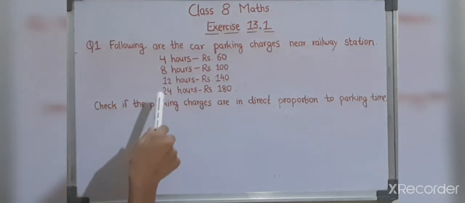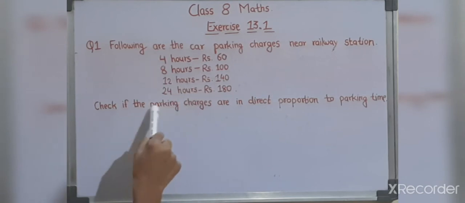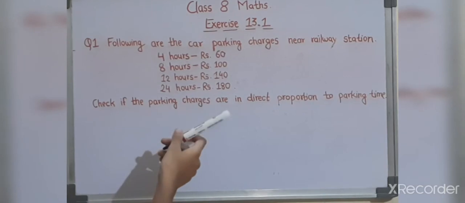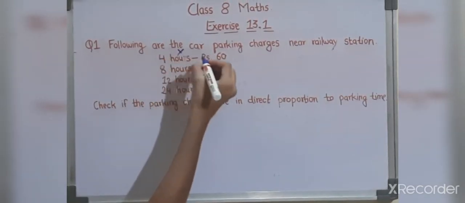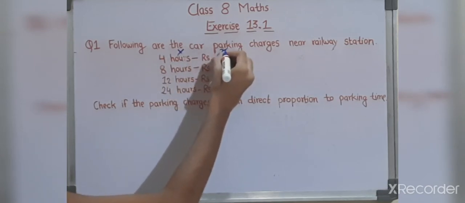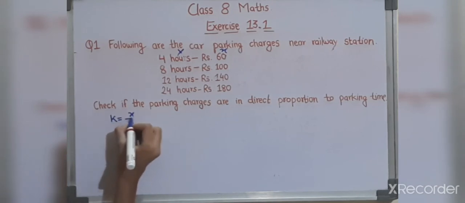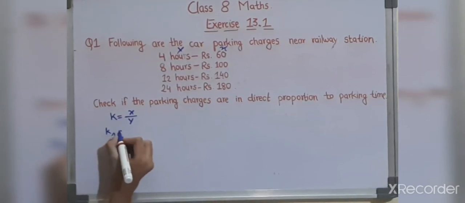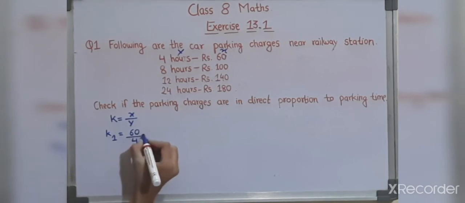So in this question, the car parking charges near railway station is given and we have to check if the parking charges are in direct proportion to parking time or not. So we will assume hours as y and money as x. As we know that k is equal to x upon y. So here K1 is equal to 60 upon 4, which is equal to 15.